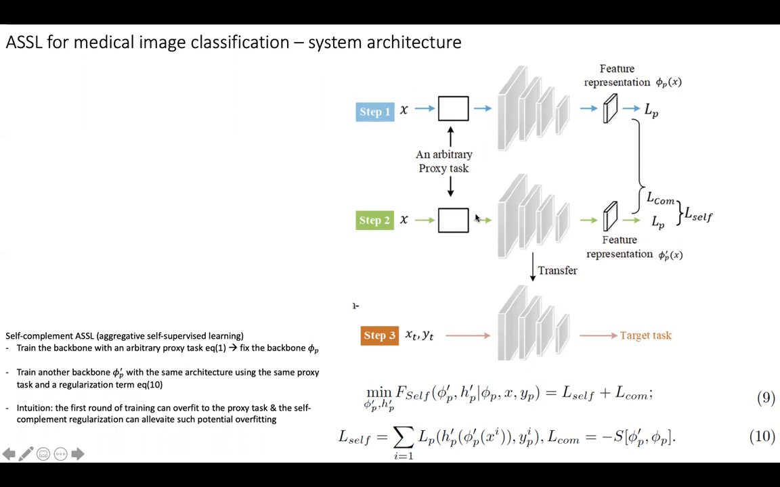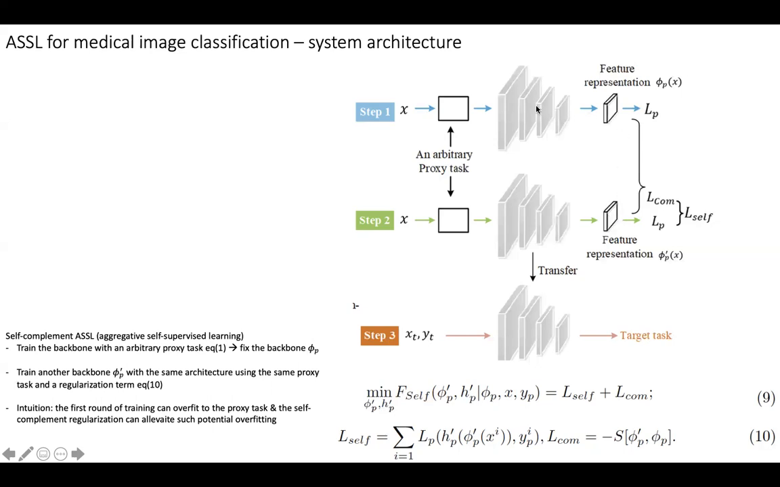In the second step, we will use the same proxy task and also another feature extraction backbone. This feature extraction backbone has the same architecture as the previous pre-trained feature extraction backbone, but its initialization is not from the pre-trained feature extraction backbone. So in the second step, the training will consist of just tuning this new feature extraction backbone and the new proxy task head.